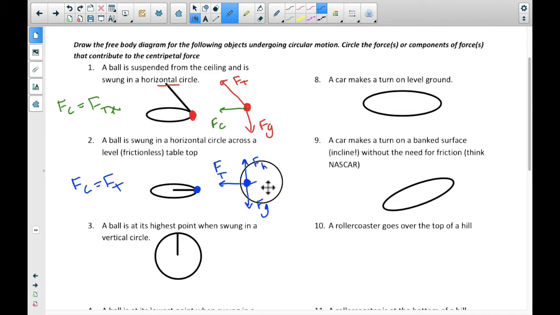Notice there's nothing balancing it because it's not going in a straight line. It's not a balanced force. It is an unbalanced force, because that's why it's going in a circle. Balanced forces go in straight lines.